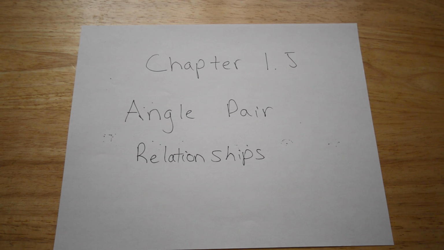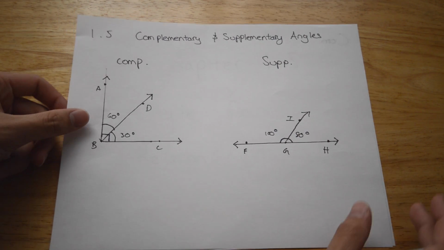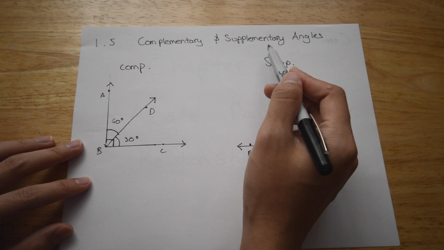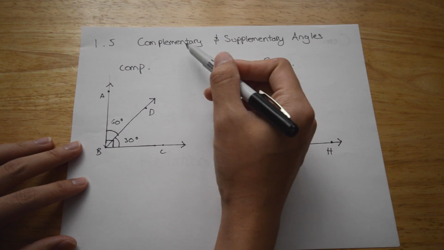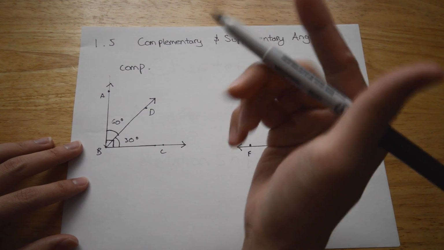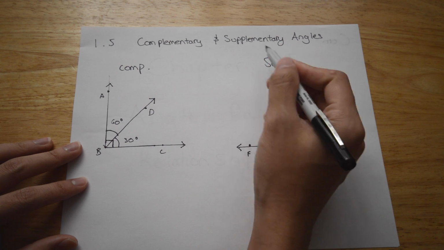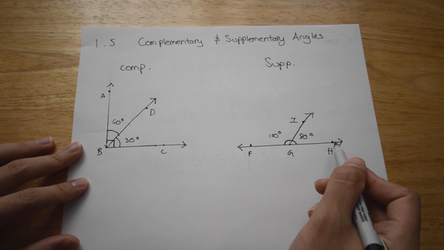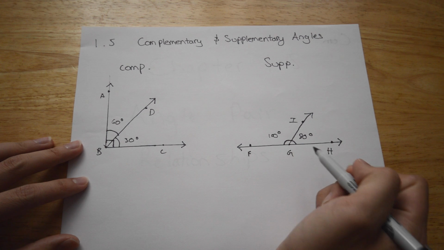Hi, and welcome to another episode of Theology with Raymond, and today we're going to talk about Chapter 1.5, Angle Pair Relationships. So, the two main angle pair relationships are complementary and supplementary angles. When you hear complementary angles, that means there are two angles that add up to 90 degrees, and when you hear supplementary angles, which is a straight line, they add up to 180 degrees.